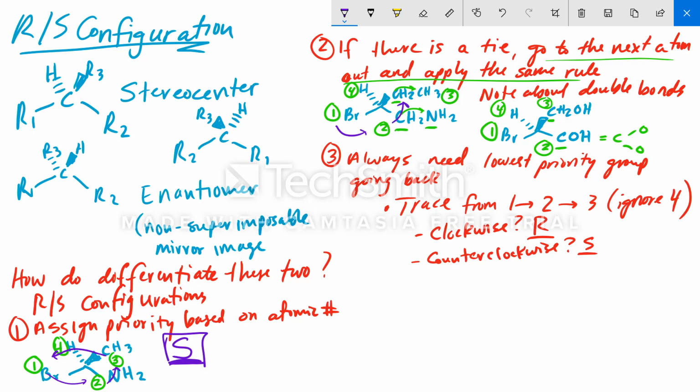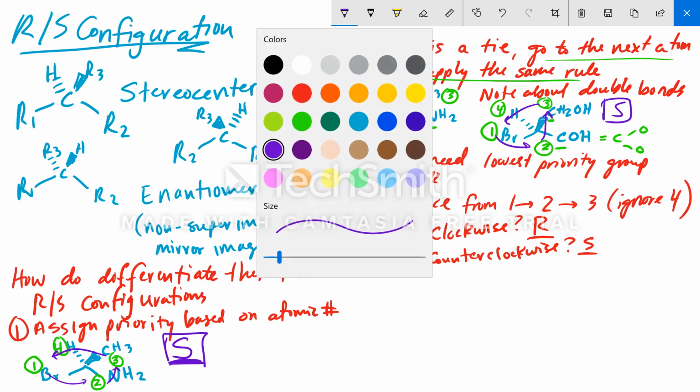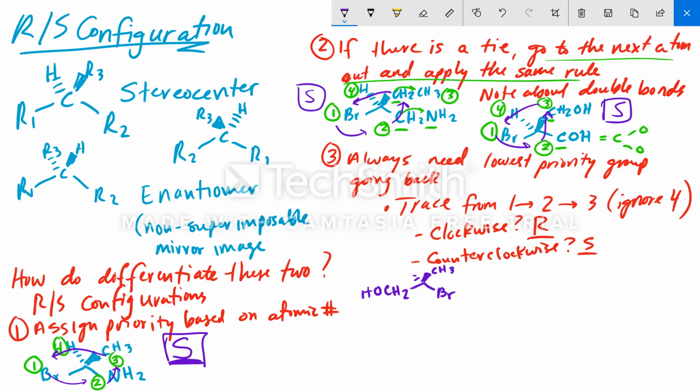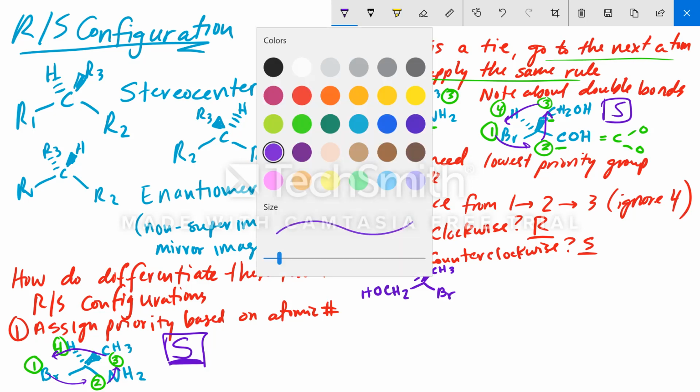We're going kind of the same way, 1, 2, 3, and all of these counterclockwise. 1 to 2, 2 to 3, 3 to 1. Again, we ignore 4. 1, 2, 3, that's counterclockwise again. And I'll give you one example where it's clockwise so you can see. What if we had something like this? Let's assign priority.